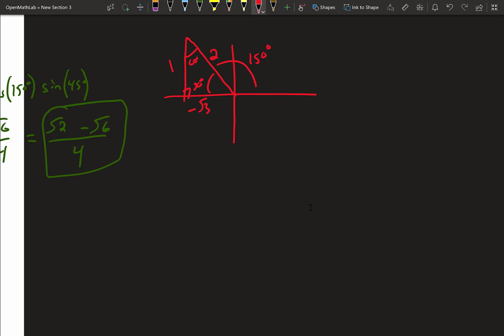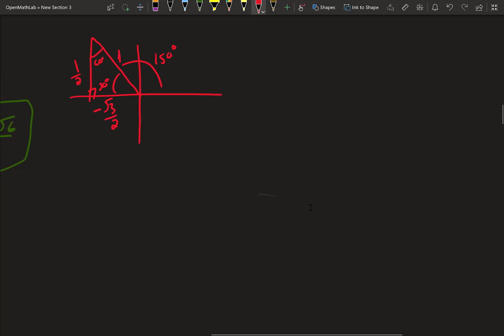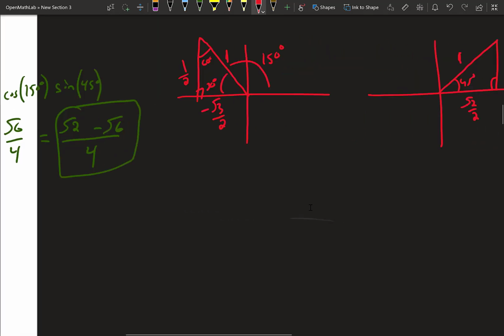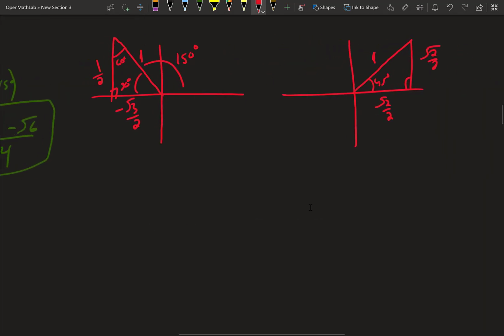And if you wanted, you could divide everything by 2 and make this be 1, right? Make it a little easier on yourself. And then, of course, you could come in here for the 45 degrees. So this would be radical 2 over 2, radical 2 over 2, and 1. And then you can just find those values directly from that.